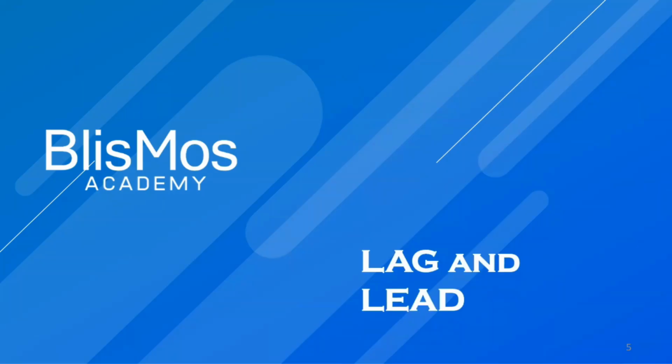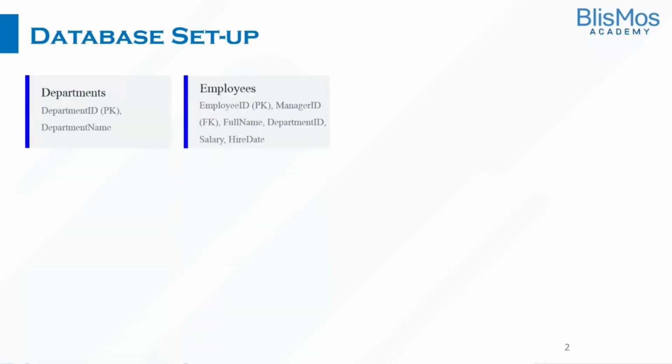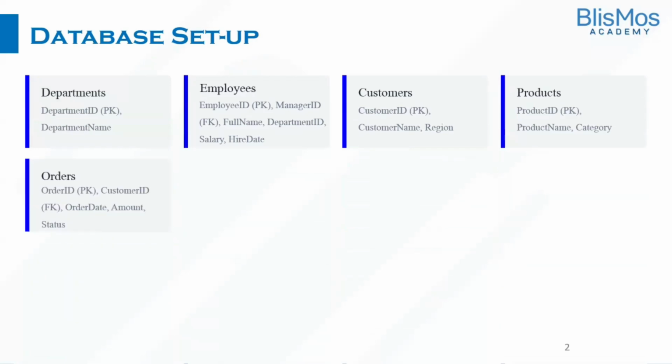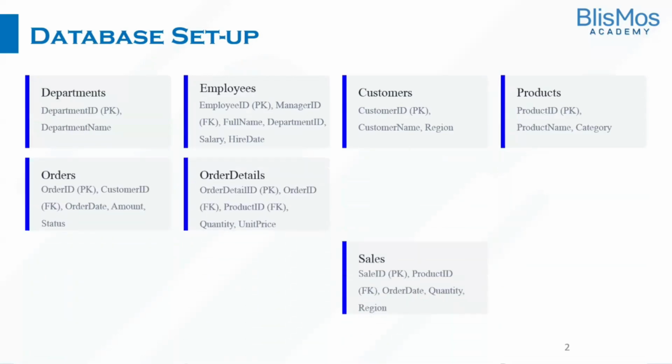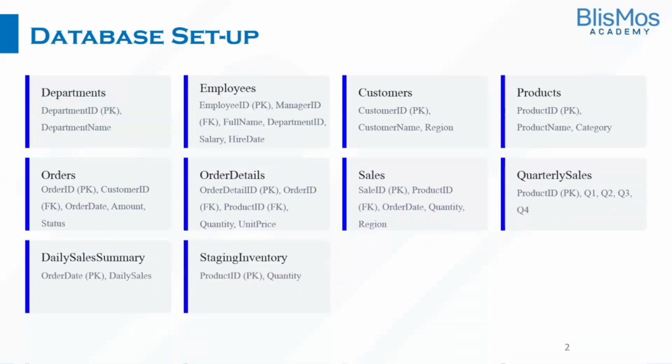So welcome back. Let's see about lead and lag functions. In order to experience this, I have set up a database with the name Blismos. It contains departments, employees, customers, products, orders, order details, sales, quarterly sales, daily sales summary, staging inventory, inventory tables.